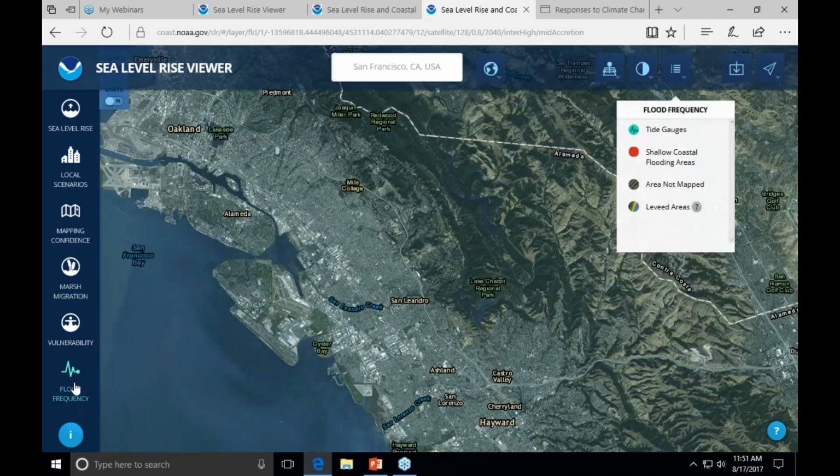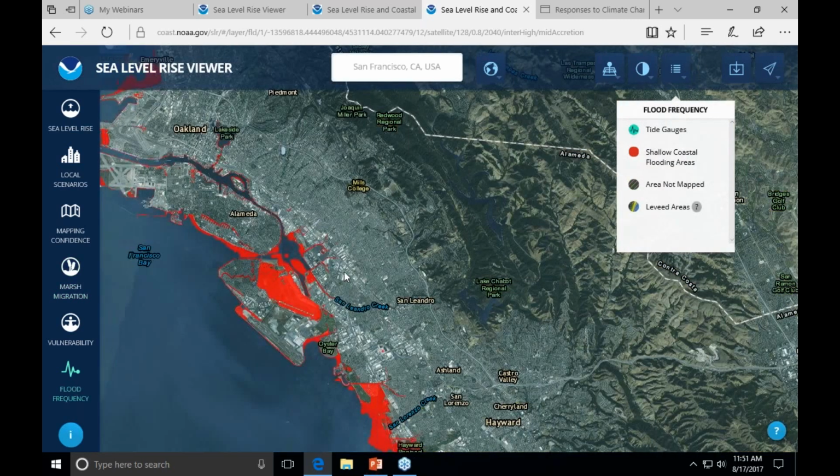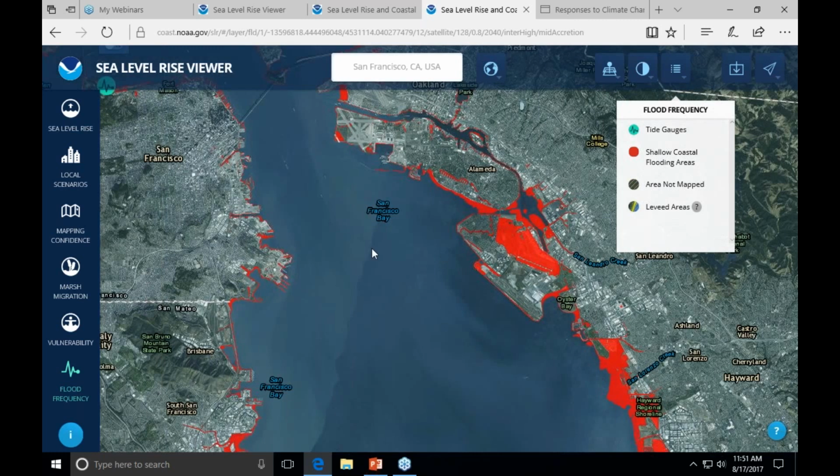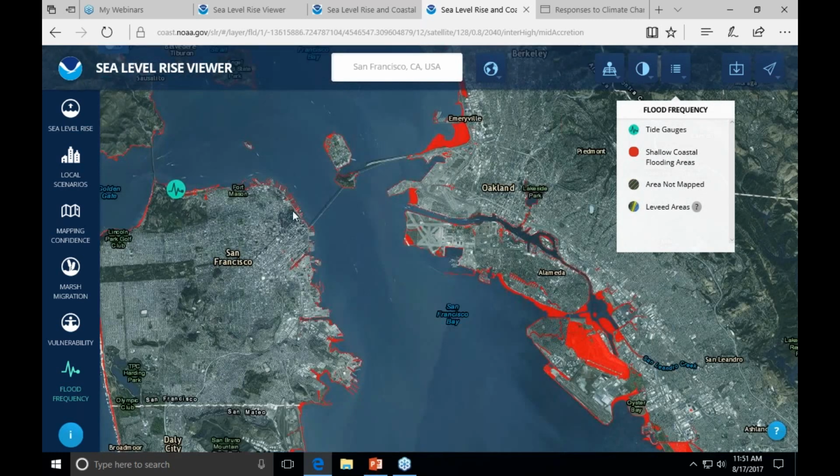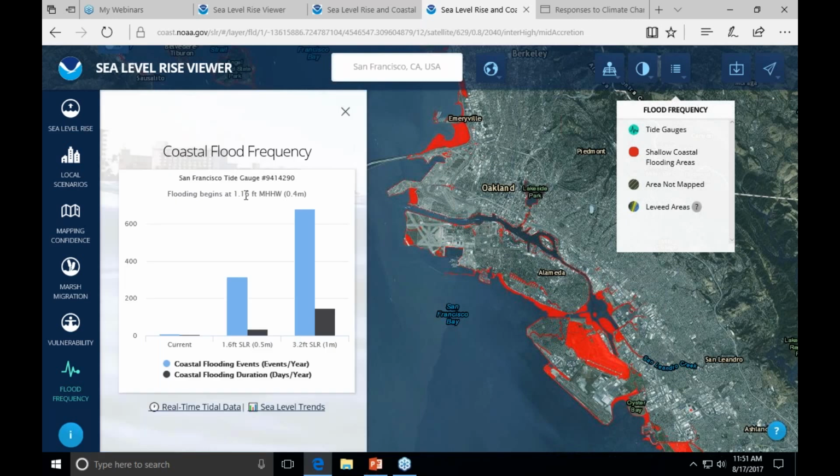And then flood frequency. We already had this in the viewer before. It hadn't really changed that much. We are basically mapping that threshold that the Weather Service uses when they start to issue shallow coastal flood warnings. At this gauge here in San Francisco, the forecast office says that at 1.16 mean high water is when they start to issue flooding. And that's the sort of minor flooding area in red. We looked at how many times has that happened in the past 5 years, and how many more times is it going to happen.